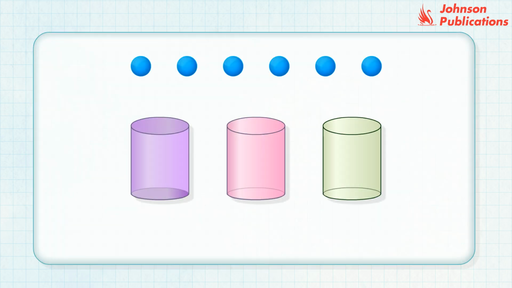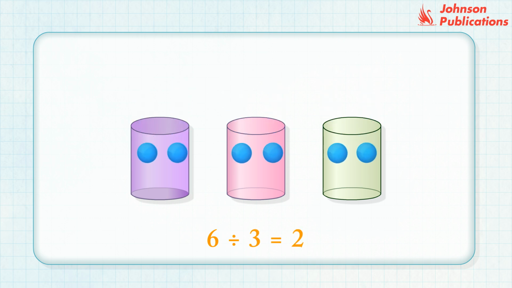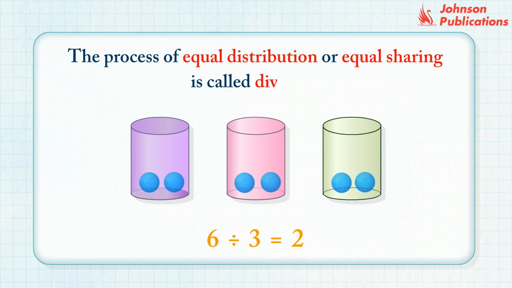When we want to distribute or share something equally into groups, we use division to find out how many in each group. The process of equal distribution or equal sharing is called division. This is the symbol used for division.